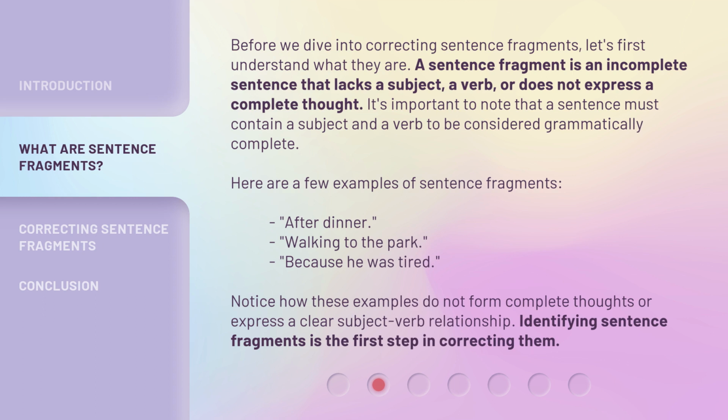Here are a few examples of sentence fragments. After dinner. Walking to the park. Because he was tired. Notice how these examples do not form complete thoughts or express a clear subject-verb relationship. Identifying sentence fragments is the first step in correcting them.